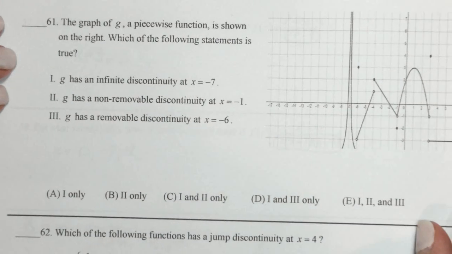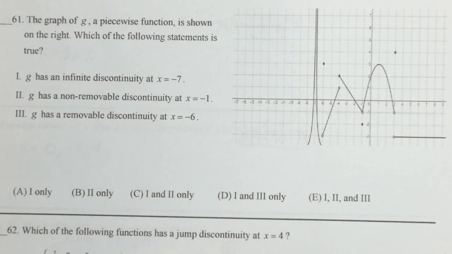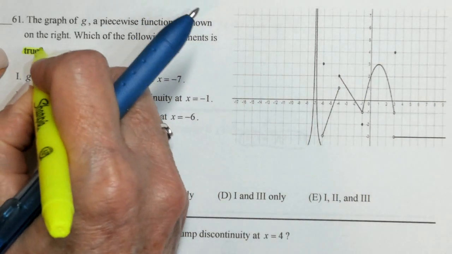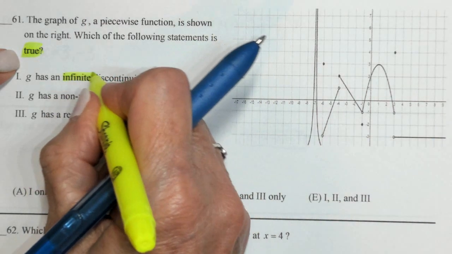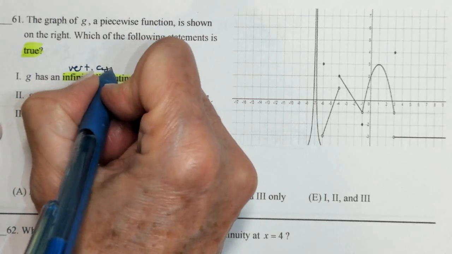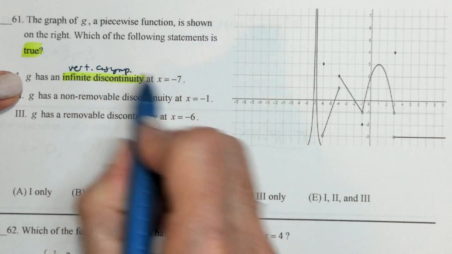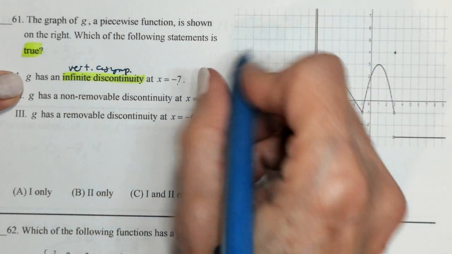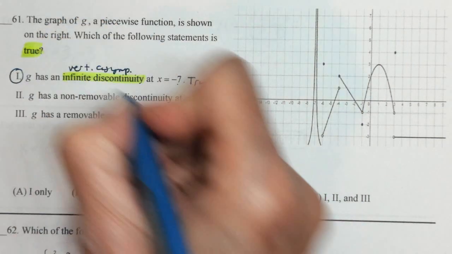Number 61. Okay, let's see. G is a piecewise function. Which of the following statements is true? Be careful with that. Every once in a while they throw a is false at you. Infinite discontinuity. That means a vertical asymptote. Does G have a vertical asymptote at x equals negative 7? Negative 7? Yes, that's a vertical asymptote. That is true. So I'm going to be keeping number 1.